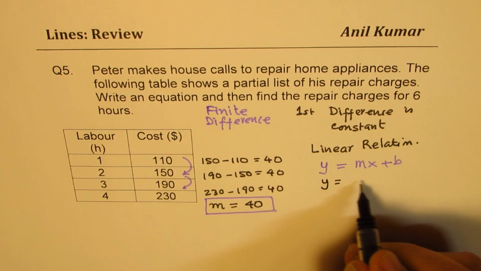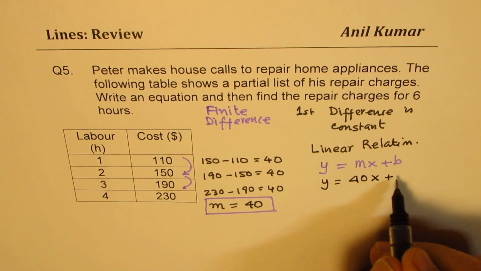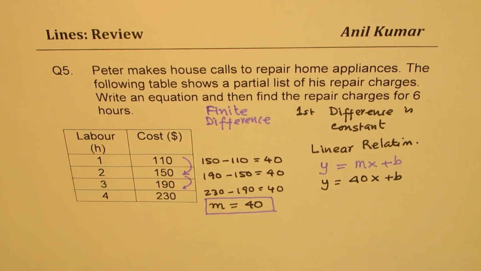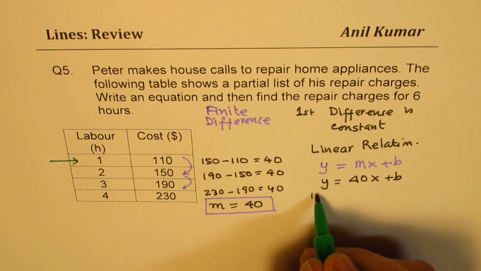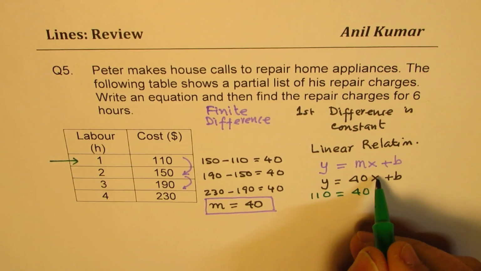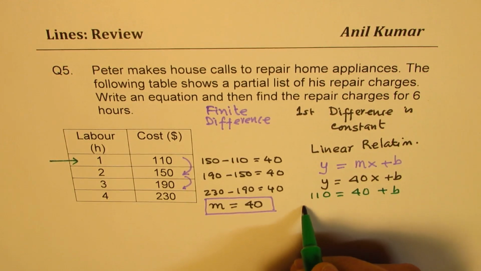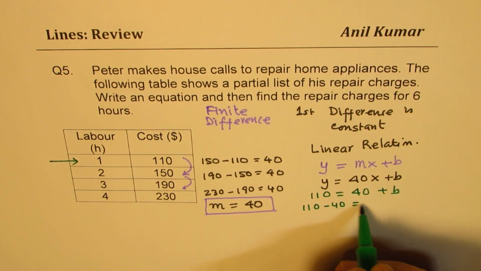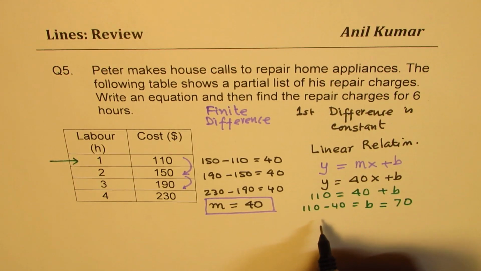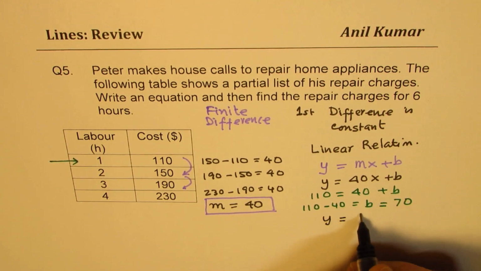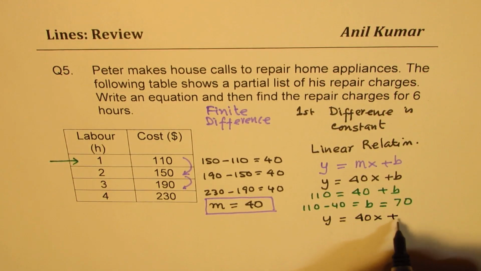So I have y equals 40x plus b. To find b, I can substitute one of the points. Let's take the very first point, which is, for 1, it is 110. So we can say 110 equals 40 times 1 plus b. So 110 minus 40 should be the value of b, correct? Which is 70 for us. So we get the value of b as 70. And now we can write down the equation as y equals 40x plus 70.